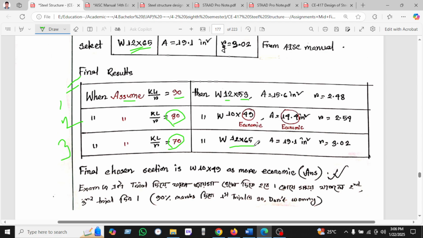So as we have been seeing the more economic, the value is 49, which is more economic. That's why we will use this section, which was found in trial 2. The final chosen section is W10x49, as it is more economic. How do we get the more economic? Because the section is less. If the section is big, then we have to provide more steel. As we know, the more steel we use, the more money we have to provide.